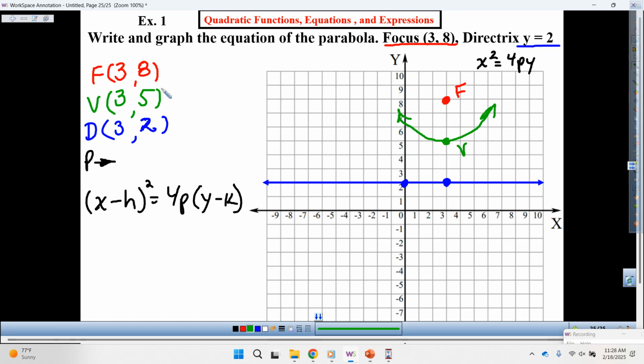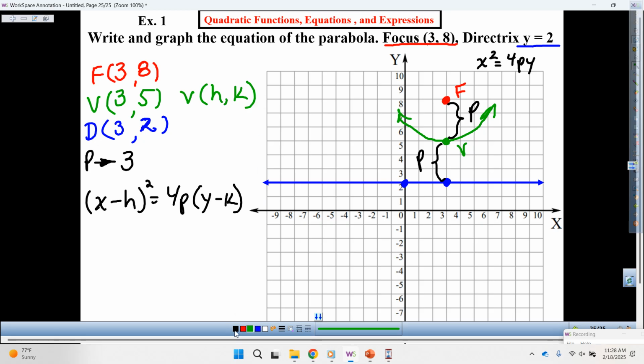So, now that we have that, the only thing that we're missing is P. What is P, Mr. Q? P is the distance from point to point. So what is that distance, everyone? What is it? P, which is 3. All right, so now that we have everything, here we go. The vertex we know is H, K.